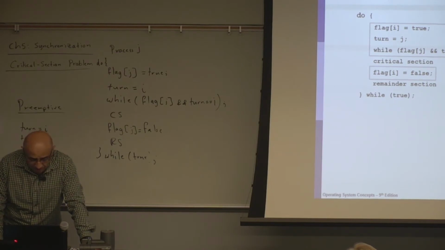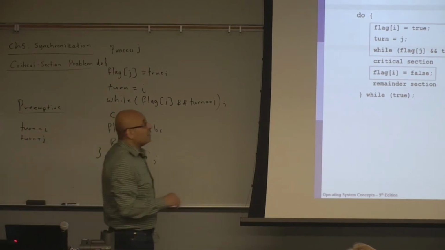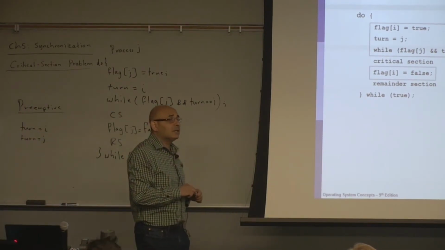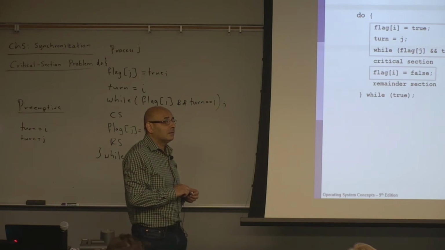Okay, so now this satisfies all the conditions. So any questions on this before we go on? Yeah. So both of them have access to the turn variable. Wouldn't that make that piece of code critical?